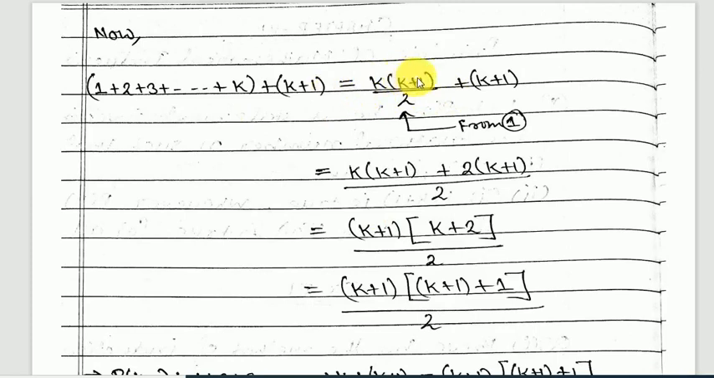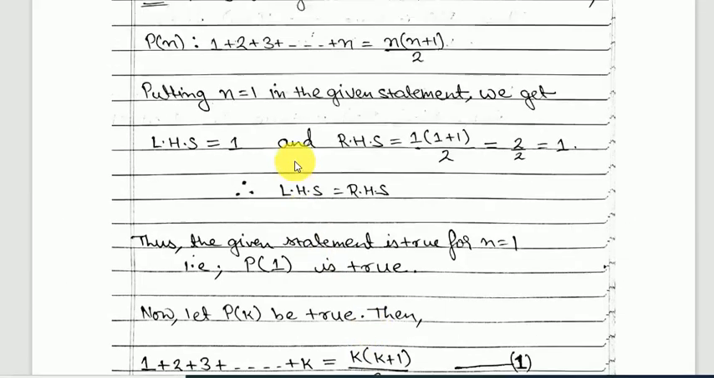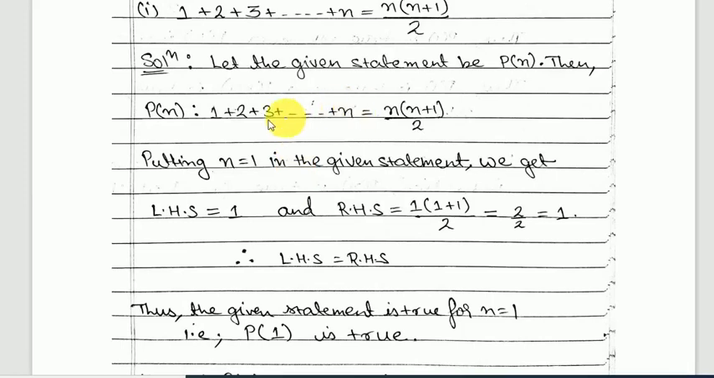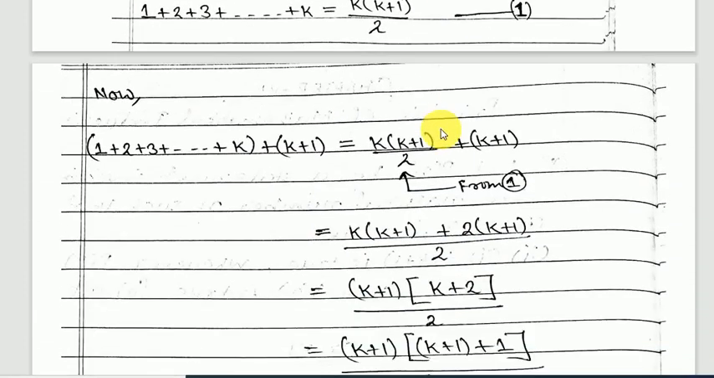At the end we should be able to show that this left hand side is equal to k plus 1, in bracket, k plus 1 upon 2. We want to show that no matter till what value you take, the output will follow the same sequence. So this k into k plus 1 upon 2 we got from equation 1, plus k plus 1, this is the one.